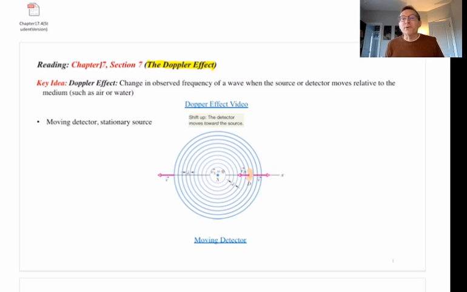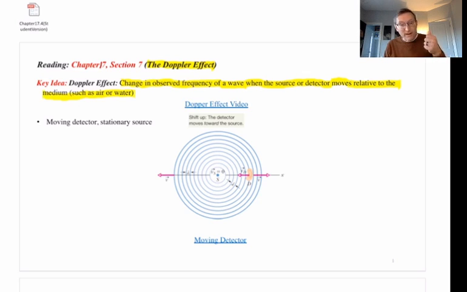Here's the key idea. It's a short description of what the Doppler effect is in words. It is the change in observed frequency of a wave. Observed means what you detect, what you hear, what you receive, what you measure, whatever word you want to use. The change in the observed frequency of a wave when the source or the detector moves relative to the medium.